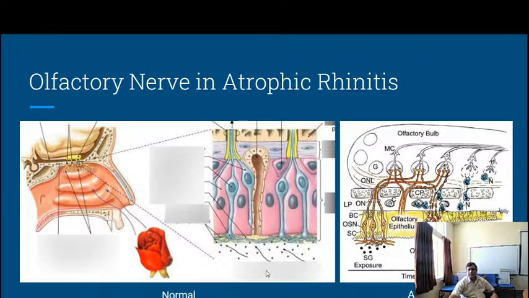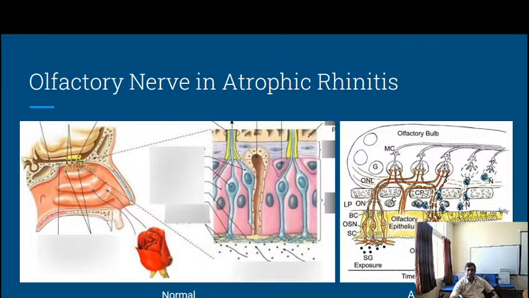That's the normal. And if, because of this endarteritis, as I told you, which is the major factor, there is destruction of this mucous membrane and also the nerve cells, then the perception of smell, the olfaction, is totally not perceived. That means anosmia.